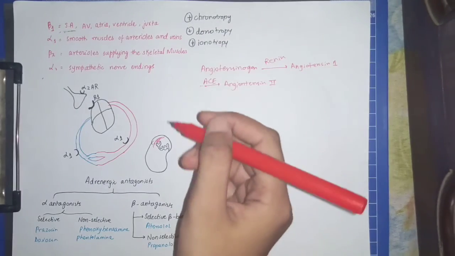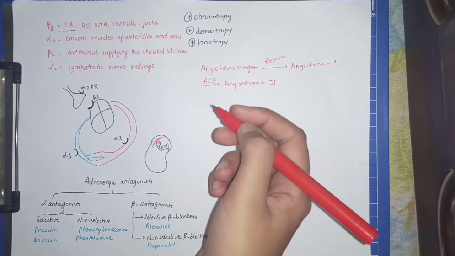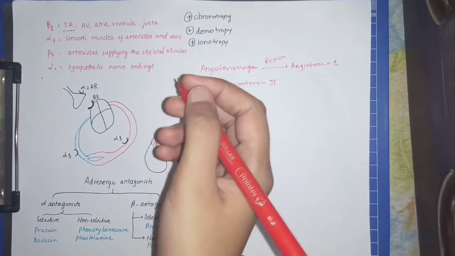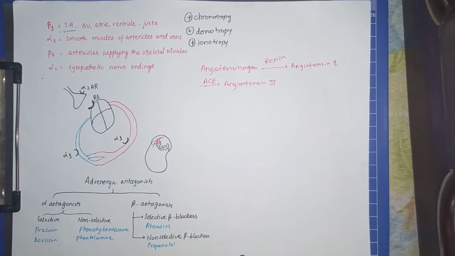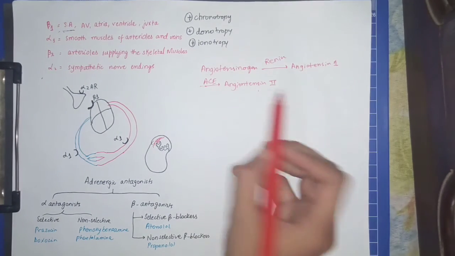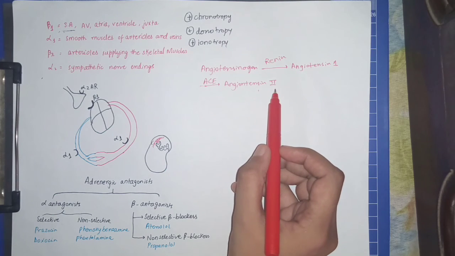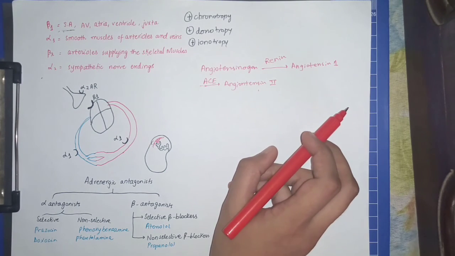It is an arterioconstrictor and venoconstrictor. It also acts on the zona glomerulosa of the adrenal gland to increase the production of aldosterone. Aldosterone leads to retention of salt and water, which also enhances blood pressure. And when angiotensin 2 constricts arteries, total peripheral resistance is increased and diastolic blood pressure is raised.